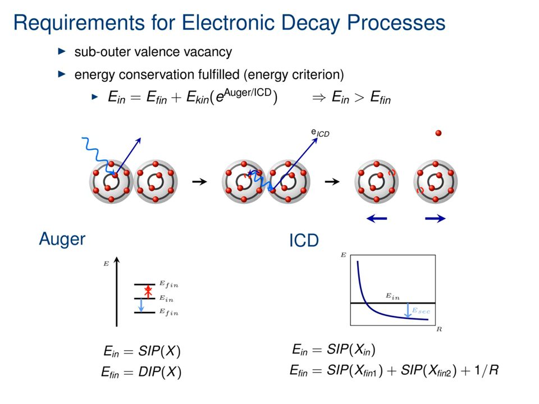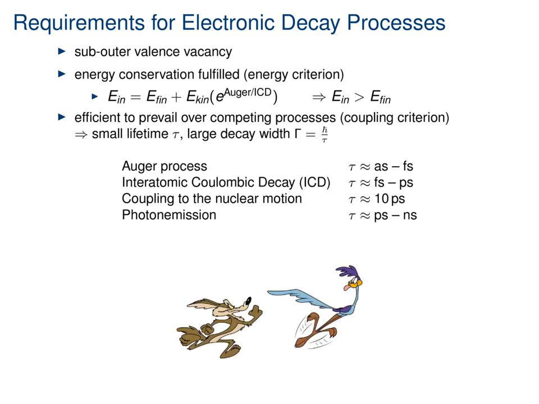How an inner shell excited state decays depends on the lifetime of the different decay processes. The Auger process usually has lifetimes in the order of attoseconds to femtoseconds. The interatomic Coulombic decay usually has lifetimes in the order of femtoseconds to picoseconds. The coupling to the nuclear motion usually has a lifetime of about 10 picoseconds, and the photon emission has a lifetime between picoseconds and nanoseconds. That means that if an electronic decay process is energetically accessible, it usually outperforms the other pathways.